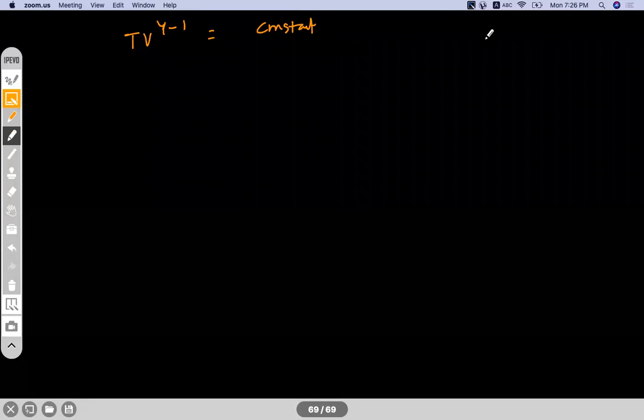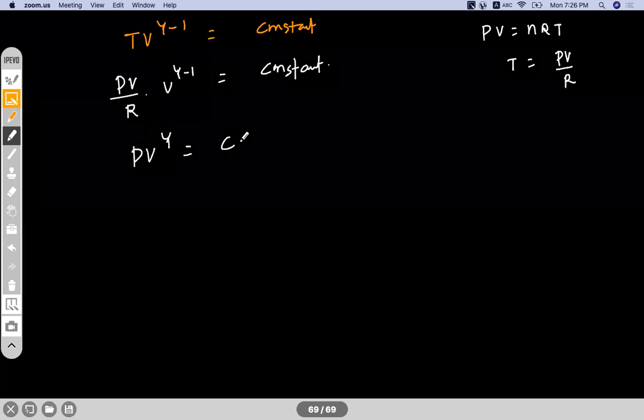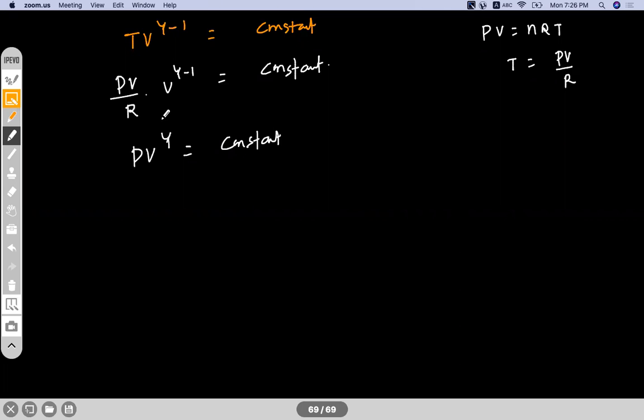We know PV is equal to nRT, one mole we are considering. So temperature is nothing but PV by R, correct? We'll substitute this here. So this is PV by R into V to the power gamma minus one equals constant. So further we can write PV to the power gamma equals constant, because R itself is a constant. So this is the relation in terms of pressure and volume we have: PV to the power gamma is constant.